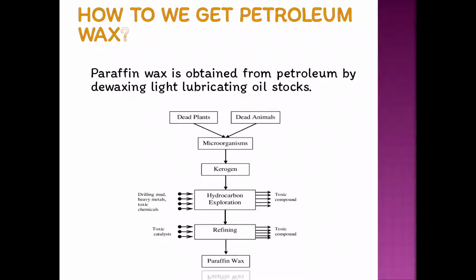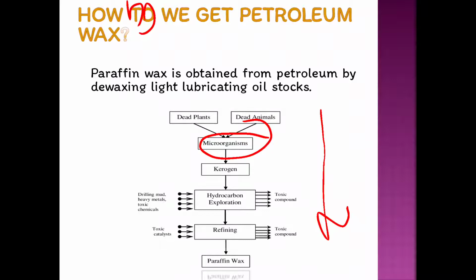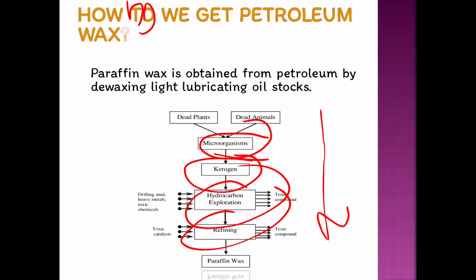Now the question is, how do we get petroleum wax? I think here was one mistake. It should be do. Okay. How do we get petroleum wax? So petroleum wax or paraffin wax is obtained from petroleum by dewaxing light lubricating oil stock. As you can see in the flow sheet also, from dead plants and dead animals we get, after the microorganism reaction or bacterial activities, kerosene, and then after hydrocarbon exploration and refining, ultimately by dewaxing process of lubricating oil we get paraffin wax. So this is the process how we get petroleum wax.